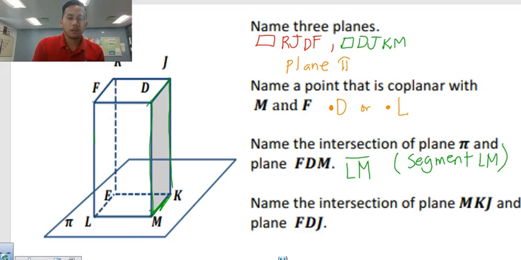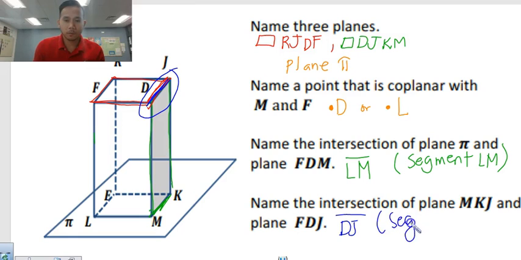FDJ is this part, so this plane here. So plane FDJ. If you are looking at the illustration as I marked them, the intersection is this. It's a segment. So the intersection is segment DJ. Again, this is segment DJ. All right, so that is how you attack those problems.